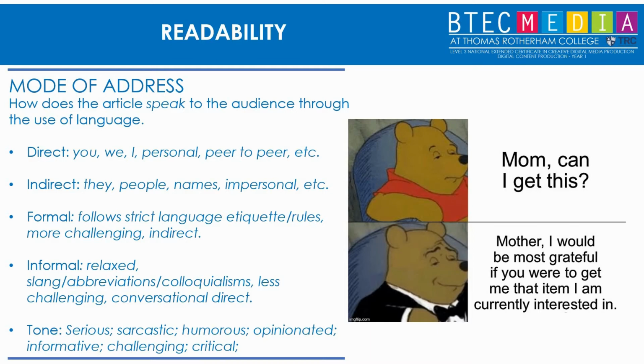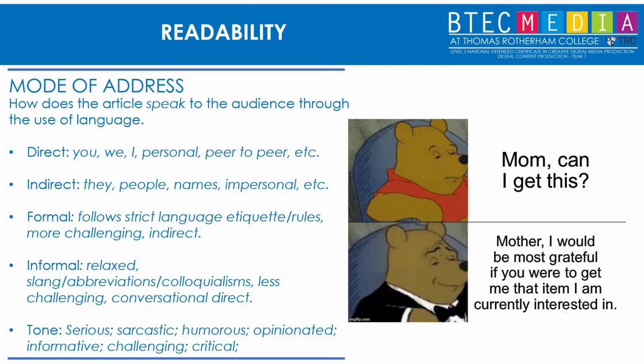So I'd probably argue that news articles, factual writing, so maybe some from the Guardian or the BBC, Telegraph, whatever, are more likely to use an indirect formal mode of address. Informal, you're probably more likely to find informal writing in things like soft news, so maybe things like tabloid newspapers, for example, or something like Heat magazine maybe. And they're more likely to be a bit more relaxed. They might use slang and abbreviations, colloquialisms, something that is less challenging. Okay, the way you might communicate with a peer, with a friend.